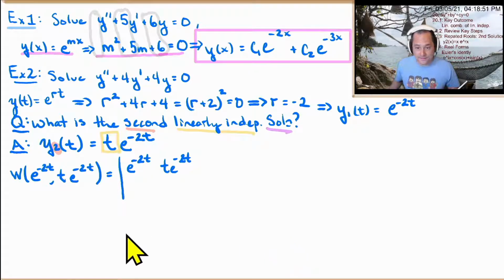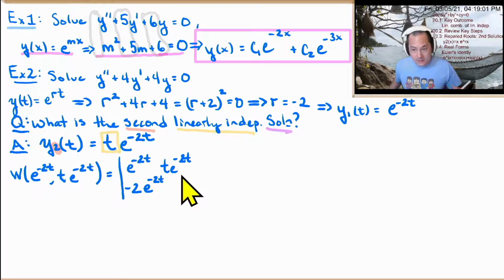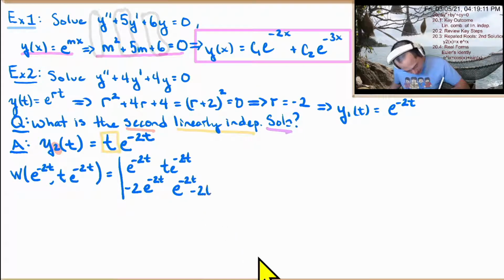And then, if that is the first row, my second row is the derivative of the first row, so that's -2e^(-2t). And then take a derivative of the t term. I'm going to have to use the product rule. So I take a derivative of the t, leave the e alone, leave the t alone, take a derivative of the e to get -2te^(-2t).